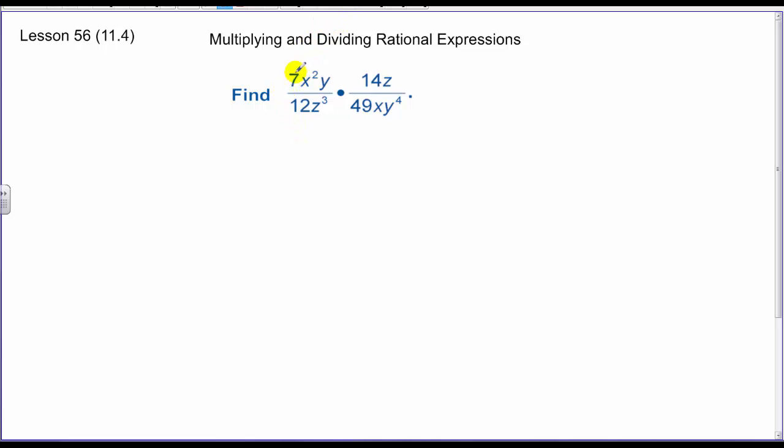First thing I notice is I have a 7 and a 49, and 7 over 49 reduces to 1 times 7, so I'm going to put a 7 down in the denominator of the second term. I notice I have an x squared and an x to the first. Common bases, therefore I subtract the two exponents and keep the answer where the greatest exponent is. So I have an x in the numerator.